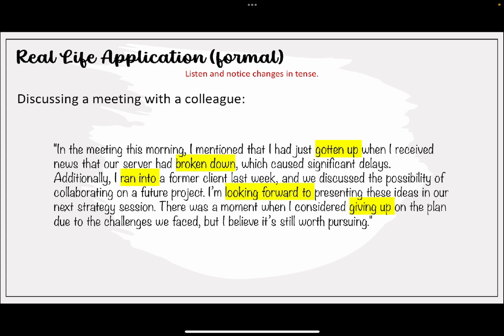verbs. In the meeting this morning, I mentioned that I had just gotten up when I received the news that our server had broken down, which caused significant delays. Additionally, I ran into a former client last week and we discussed the possibility of collaborating on a future project. I'm looking forward to presenting these ideas in our next strategy session. There was a moment when I considered giving up on the plan due to the challenges we faced, but I believe it's still worth pursuing.